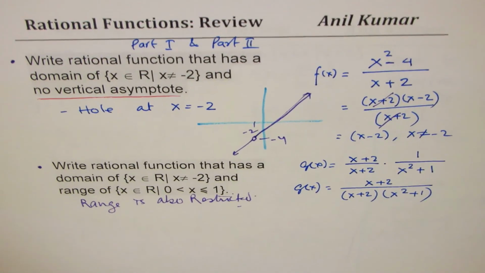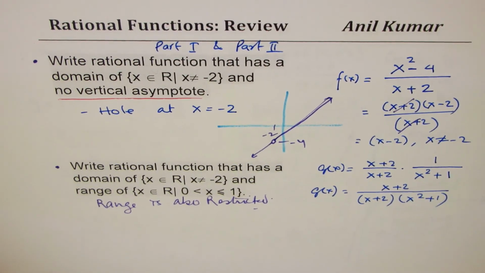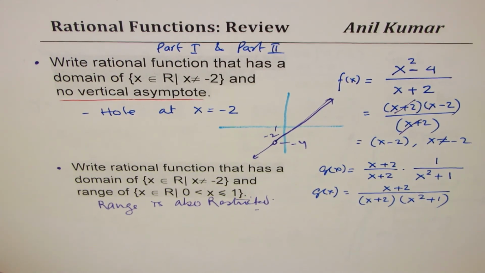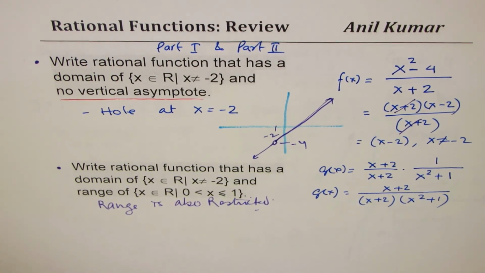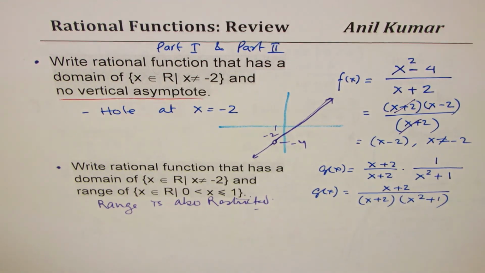Okay. So that brings us to the end of this particular section. And I hope you learned all about functions when they are given in the form of a ratio of two linear functions. So now we'll take up part 3, in which we are going to discuss equations and inequalities related to rational functions.